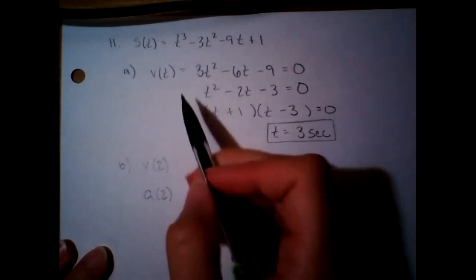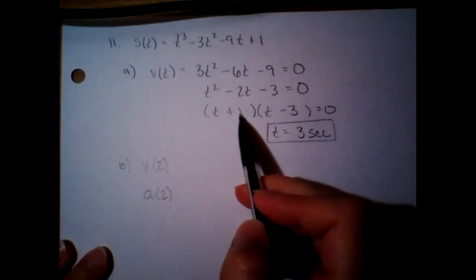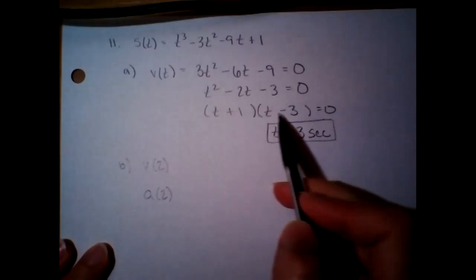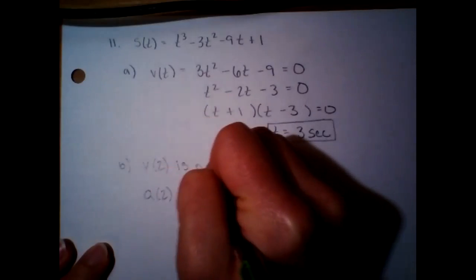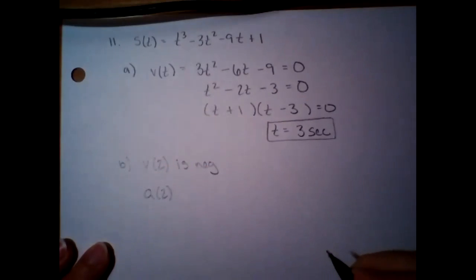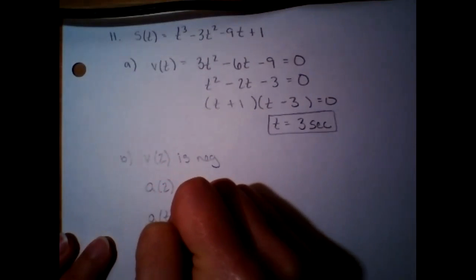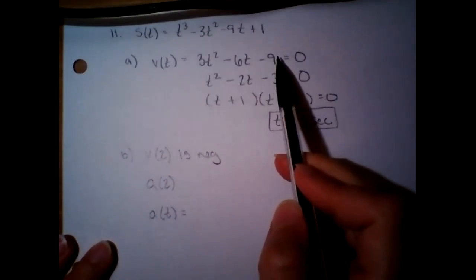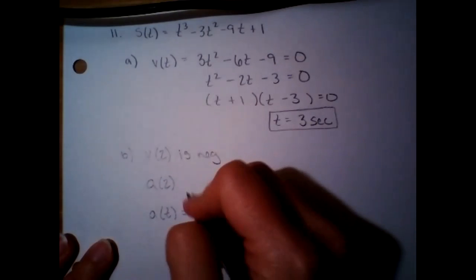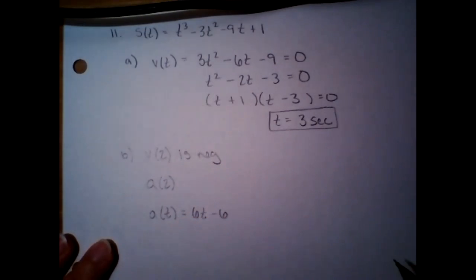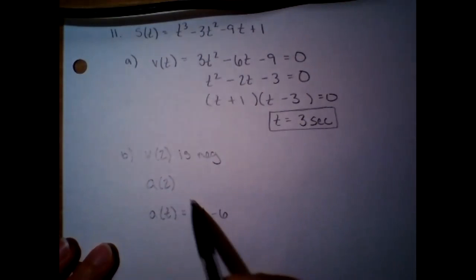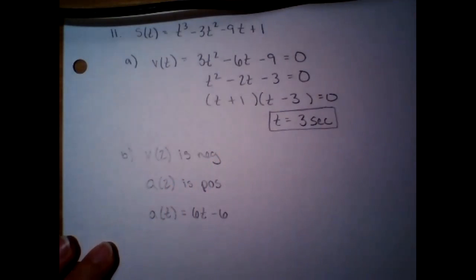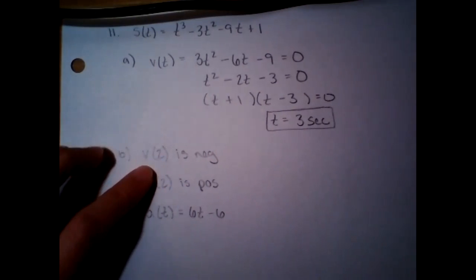So if we plug 2 into velocity, 2 plus 1 would be positive, 2 minus 3 would be negative. So a positive times a negative is negative. So velocity is negative. I haven't gotten the acceleration function yet, so let me go back and find that. That will be the derivative of velocity. So this derivative would be 6t minus 6. And if I plug 2 into that, I'm going to get a positive result.